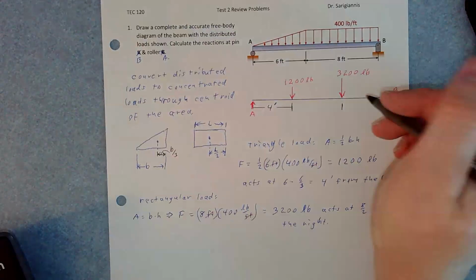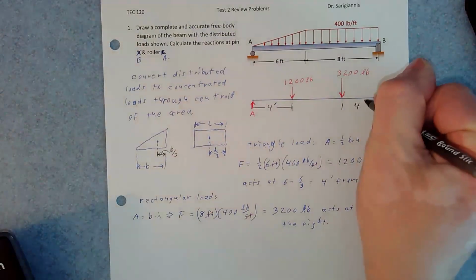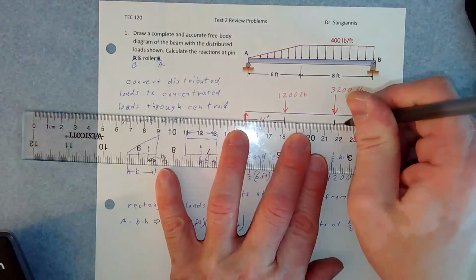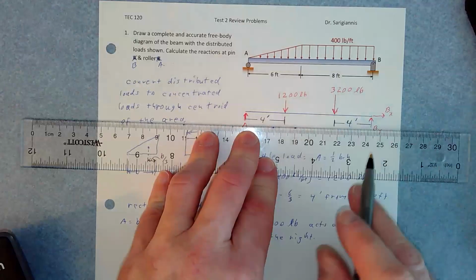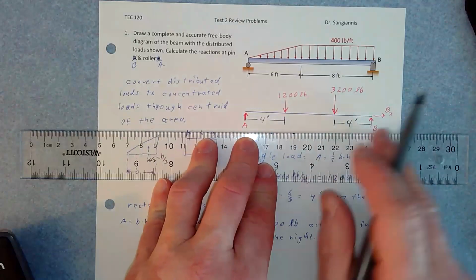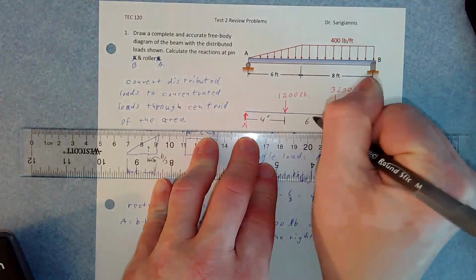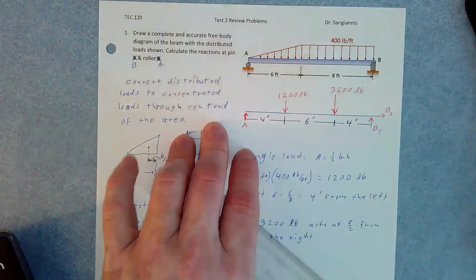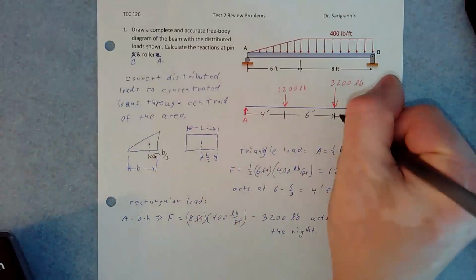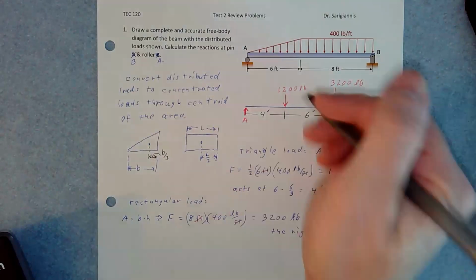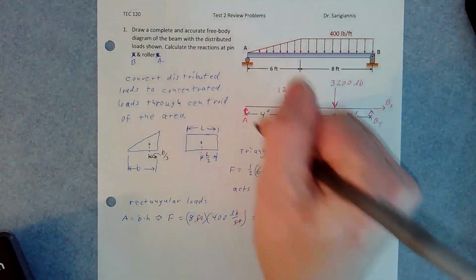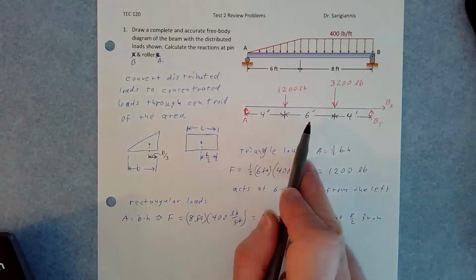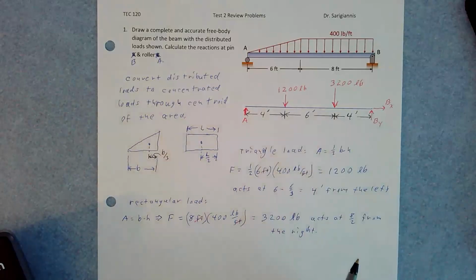Now, if this is 4 feet, just do a little math here. The overall length is 8 plus 6, 14. We've got 8 feet already here, so this is going to be another 6 feet. All right, just double check your numbers when you do these conversions. Make sure you're labeling everything correctly, because this is the diagram you're going to use to find the reaction forces. So 6 plus 8 is 14. 6 plus 4 is 10. Plus another 4 is 14.